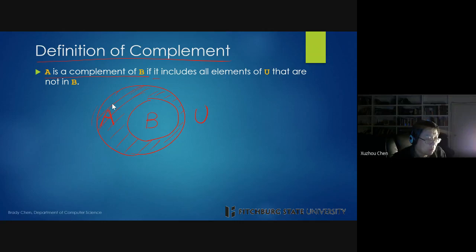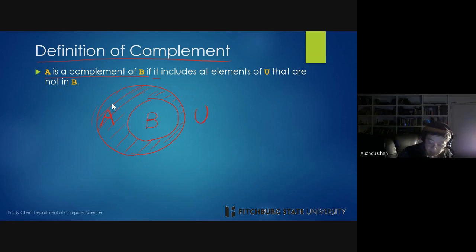Now, one of the examples: probably like 100 years ago, the answer is very clear, but now it's kind of different. It's a very sensitive topic. If A is all the female students in Fitchburg State, B is all the male students in Fitchburg State, then is A a complement of B? Probably the answer was yes, but now we don't know, right?